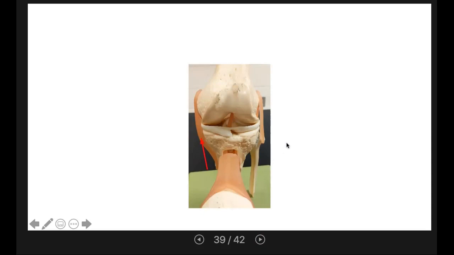Now, the best way to discern lateral from medial is to look for the side that has the fibula. So the side that has the fibula is going to be the lateral side, hence this is the lateral collateral ligament.